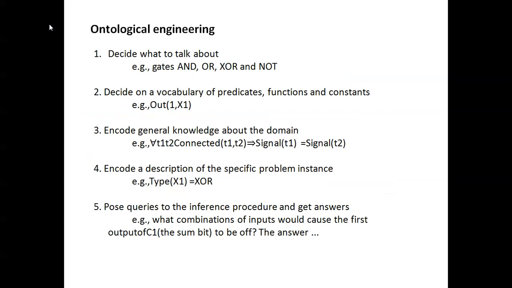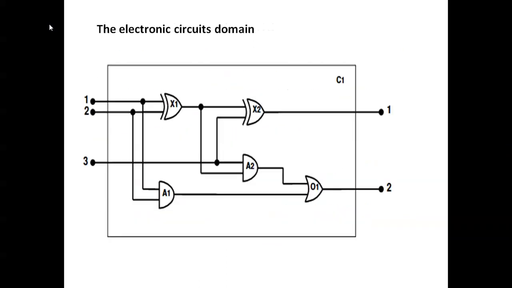Encode general knowledge about the domain. For example, ∀t1, t2, the universal quantifier, if connected to t1 and t2, then the signal at t1 is equal to the signal at t2. Then encode the description of the specific problem instance, for example type(X1) = XOR. Then post queries to the inference procedure to get answers. The combination of inputs that causes the first output C1, the sum of the bit, to be off. The answer might be A XOR B, which is the Y output, and sum A XOR B XOR C like that, the output you will get. That's a full adder with sum and carry output. Okay, then thank you.